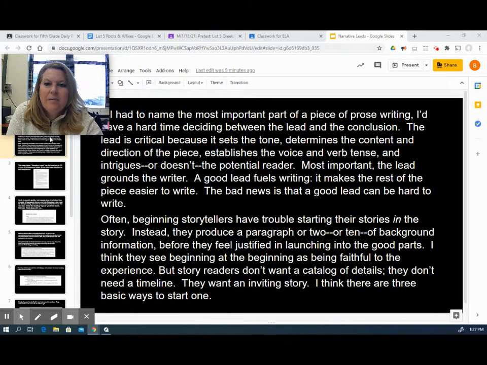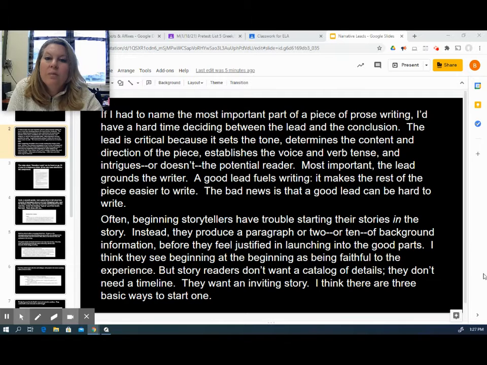If I had to name the most important part of a piece of prose writing, I'd have a hard time deciding between the lead and the conclusion. The lead is critical because it sets the tone, it determines the content and direction of the piece, and it establishes the voice and verb tense, as well as intrigues or doesn't the potential reader. Most important, the lead grounds the writer.